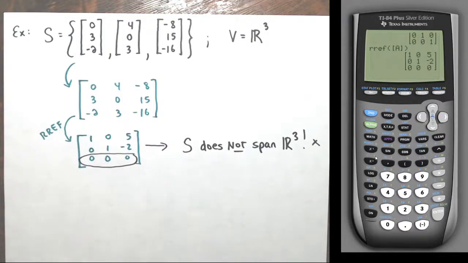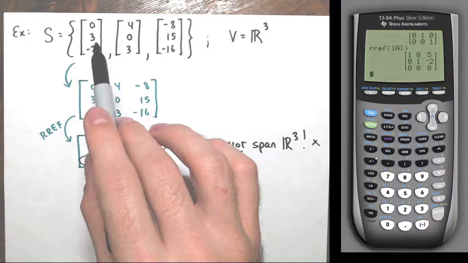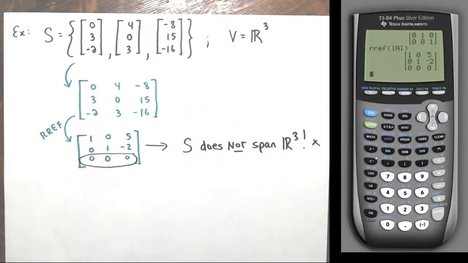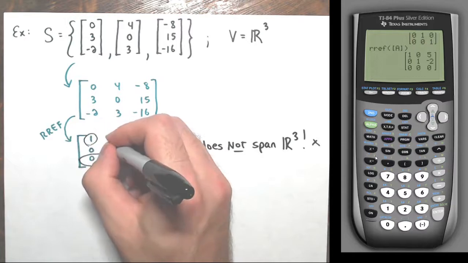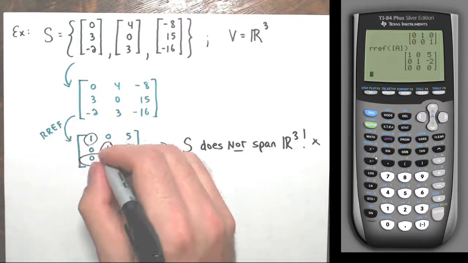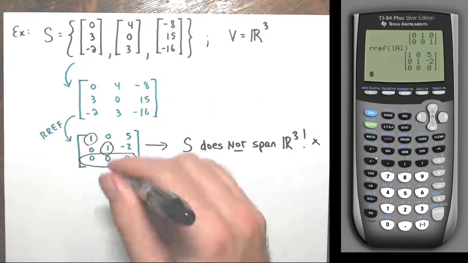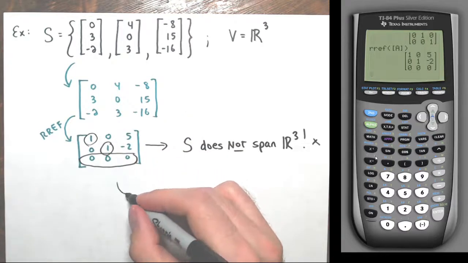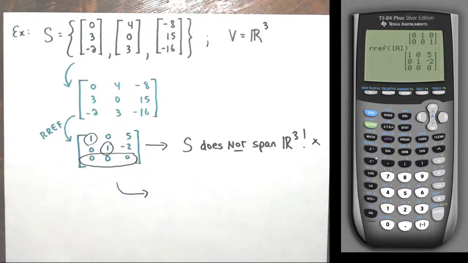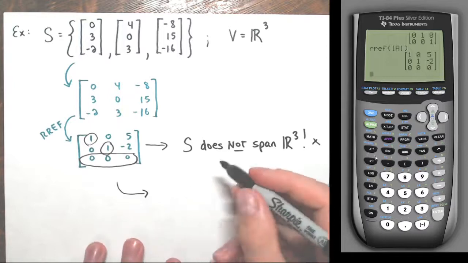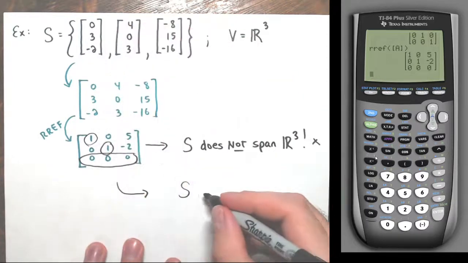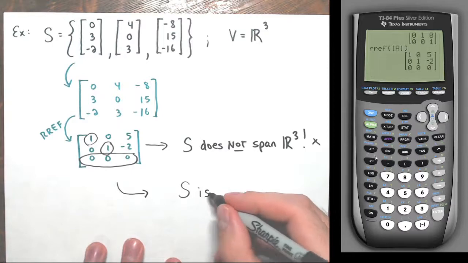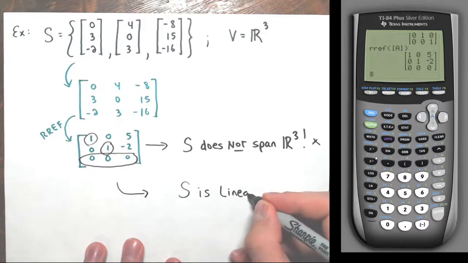So that means that there are some vectors in R3 that can't be written as a linear combination of these 3 vectors. And if you look at the pivots, there's a pivot in the first column, pivot in the second column, those leading ones. But there's not a pivot in the third column. So not every column has a pivot. So not only does S not span R3, but these vectors aren't even linearly independent. S is linearly dependent, right?